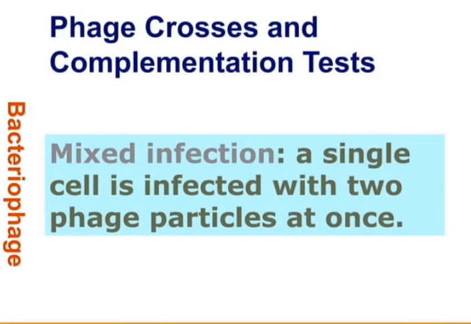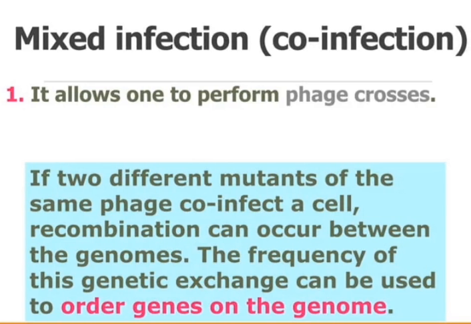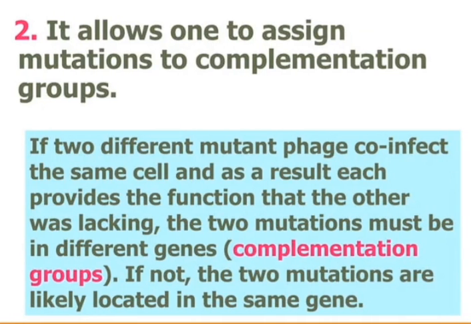Phage crosses and the complementation test. This is a mixed infection. A single cell is infected with two phage particles at once. It allows one to perform phage crosses. If two different mutants of the same phage co-infect a cell, recombination can occur between the genomes. The frequency of this genetic exchange can be used to order the genes on the genome. It also allows one to assign mutations to complementation groups.